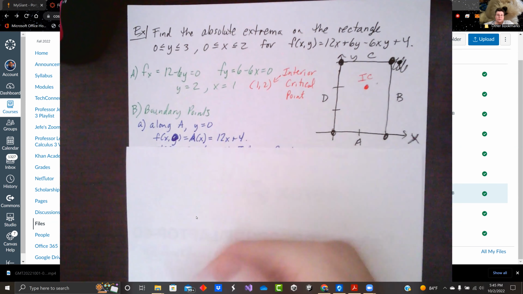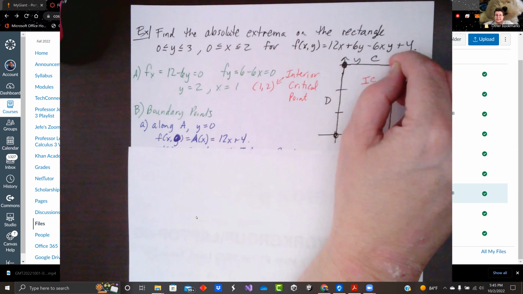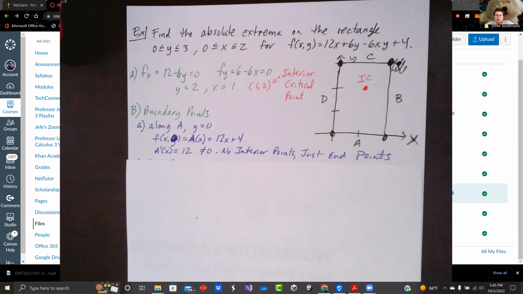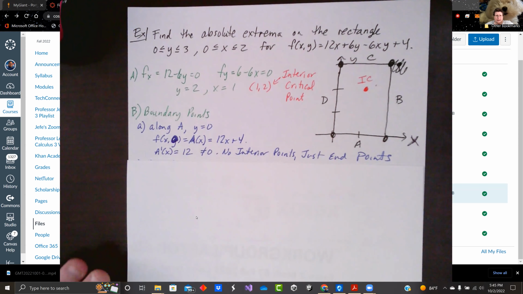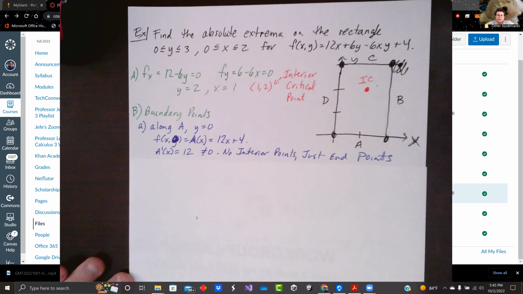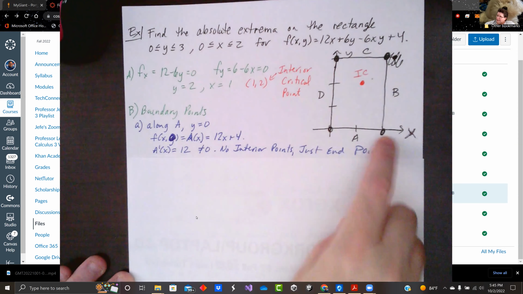That's what I'm going to be doing throughout these: plugging in constants for these. You can check the math when we do it, but I just showed you there. With y equal to 0, we're left with 12x plus 4. If I take the derivative, it's 12. It's positive the whole way, which means the only spots we could possibly have extrema would be the endpoints. So 0, 0 and 2, 0.